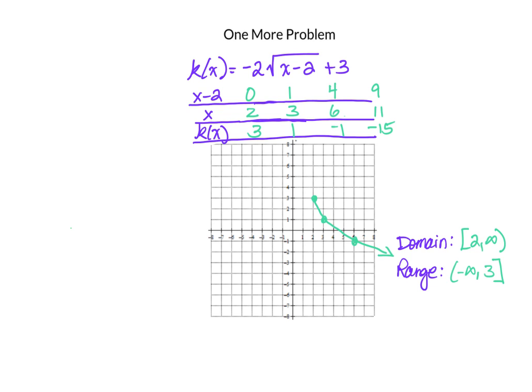Here are my answers. So you'll notice I let x minus 2 be all the perfect squares. Then I solved for x by adding 2 to each of these values. I plugged my x values into k to find my y's, I plotted my points and I drew my curve. I knew it was going to open downwards since this was negative, and my starting point was going to be x equals 2, y equals 3. So it started at 2, 3. My domain is 2 to infinity. My range is negative infinity up to 3.